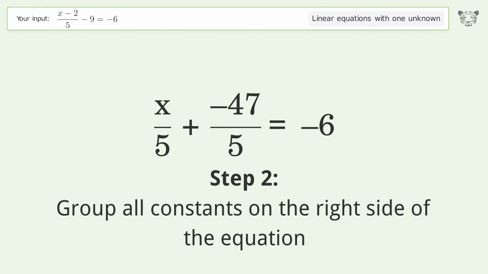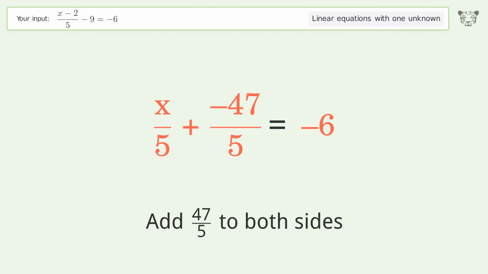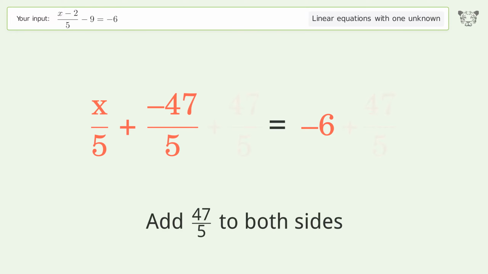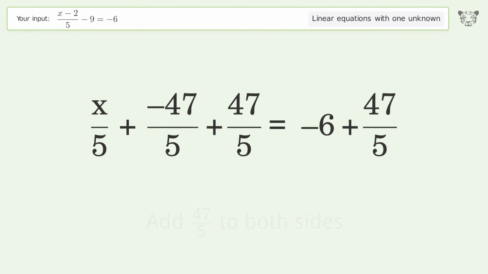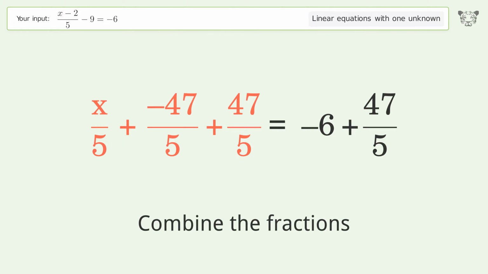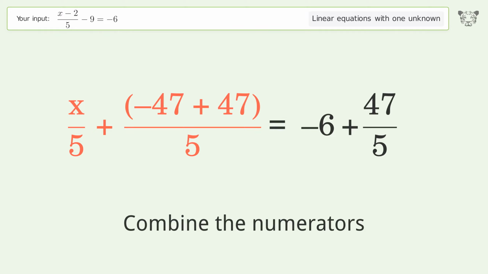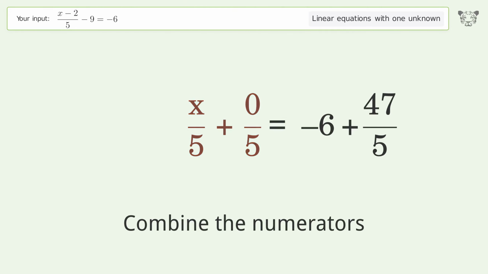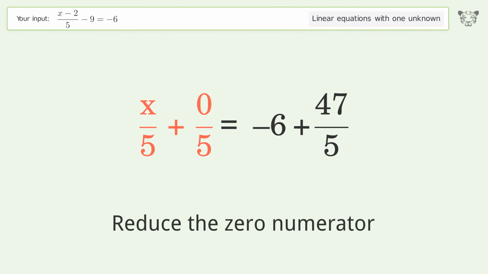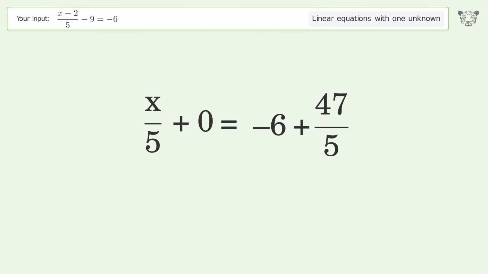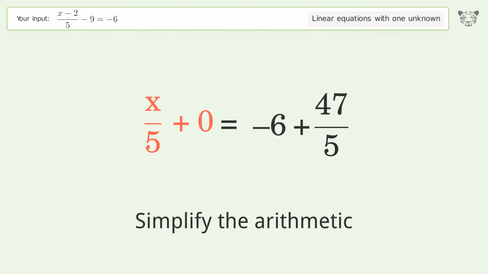Group all constants on the right side of the equation. Add 47/5 to both sides. Combine the fractions. Combine the numerators. Reduce the zero numerator. Simplify the arithmetic.